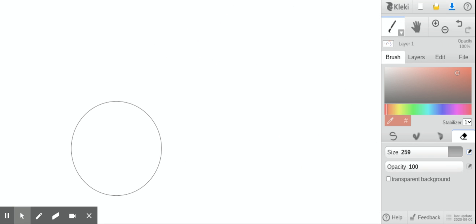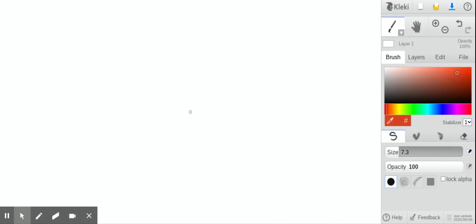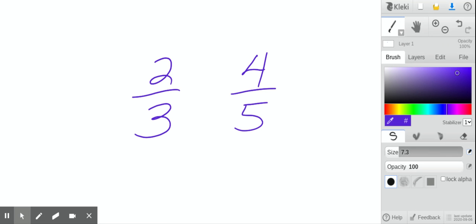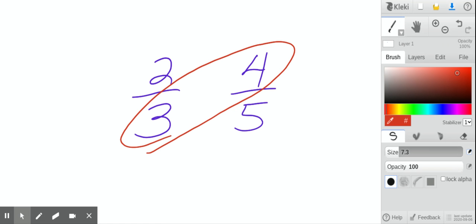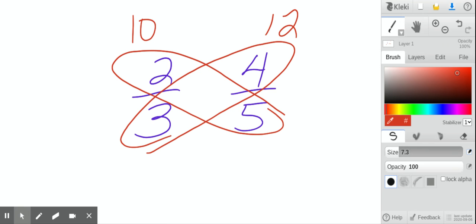So I'm going to pick two more fractions. If I had 2/3 and I wanted to compare it to 4/5, my denominators are not the same, so I cannot just look at my numerators. So I'm going to cross multiply. 3 times 4 gives me 12. 5 times 2 gives me 10. 10 is less than 12, so that tells me 2/3 is less than 4/5. Comparing fractions is super simple using cross multiplication.